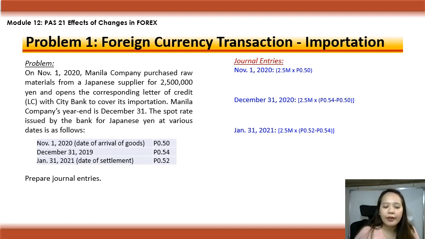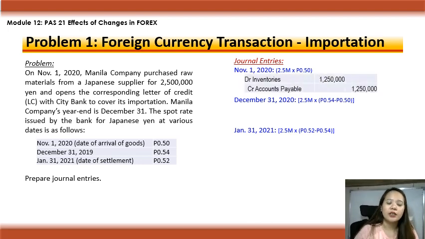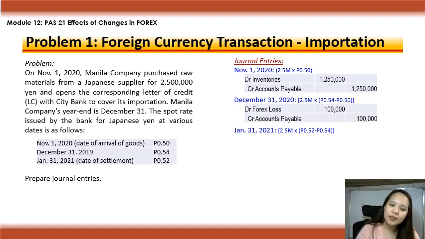As of the date of arrival of goods, na-receive mo na yung inventories. So, kunin mo yung spot rate as of transaction date. Entry mo dyan, debit inventory, credit accounts payable, translated on transaction rate, which is 0.50. On second entry naman, on December 31, 2020, as of reporting date, i-remeasure mo siya at each reporting date based on the closing rate. Kasi monetary item eh. Ang monetary item mo dyan yung accounts payable, kasi babayaran mo siya in fixed unit of currency. Pero yung inventory, hindi mo siya i-retranslate. Doon na siya talaga kasi non-monetary siya.